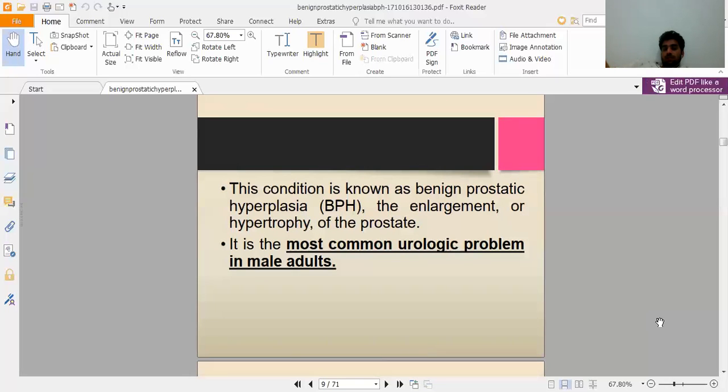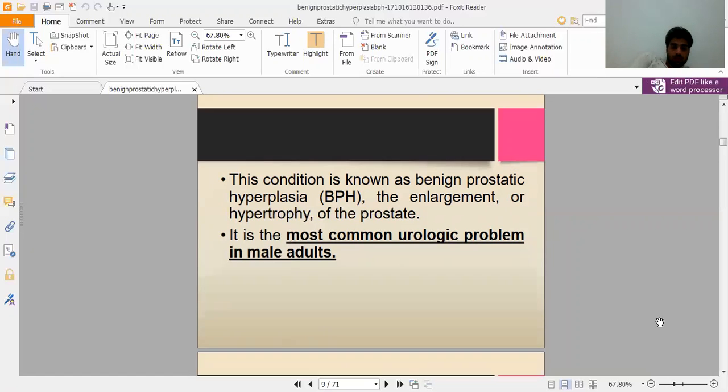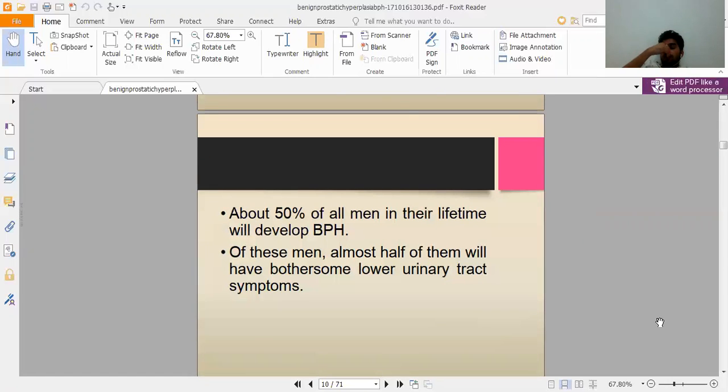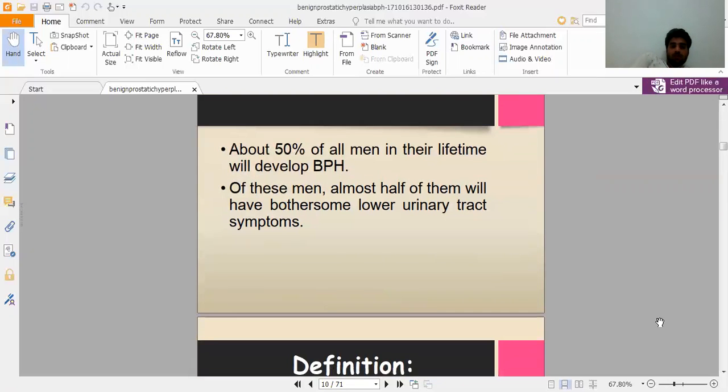The enlargement or hypertrophy of the prostate is the most common urological problem in male adults. About 50% of all men in their lifetime will develop BPH. Of these men, almost half of them will have bothersome lower urinary tract symptoms.